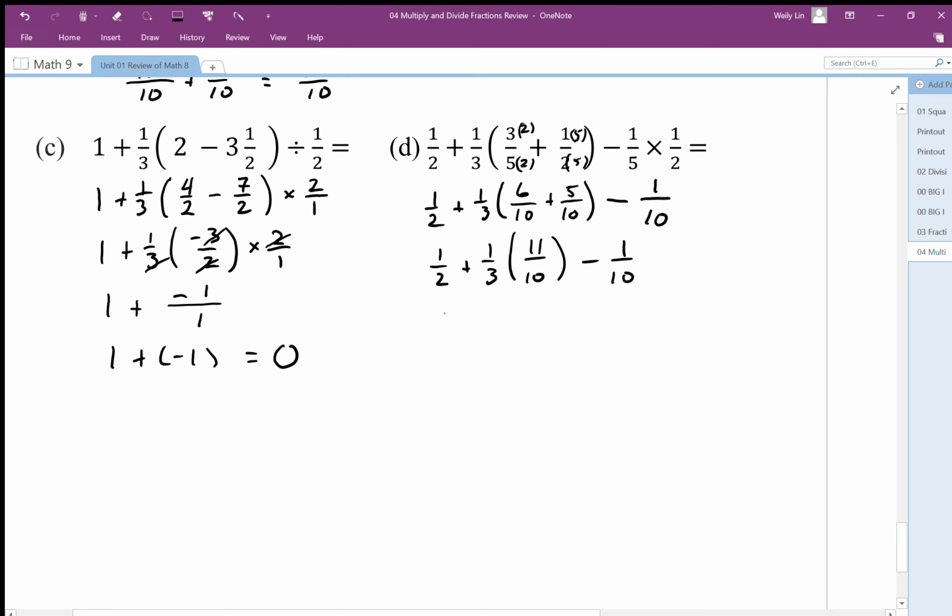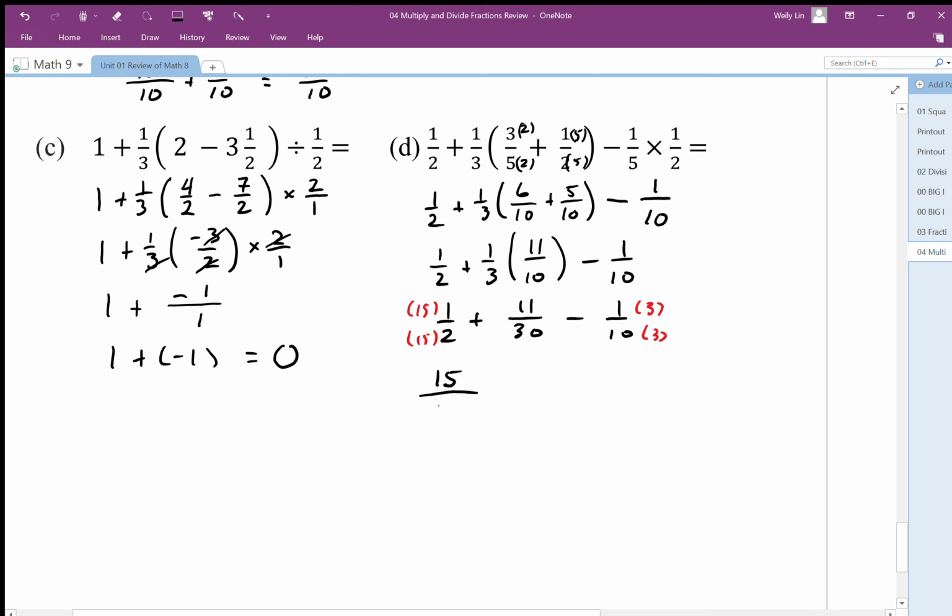So do the multiplication before we do the addition and subtraction. So 11 over 30. And then we have minus 1 over 10. The common denominator here becomes 30. I'm going to times this by 15, times this by 15, times by 3, times by 3. That allows me to get a common denominator. So just make sure we keep track of this.